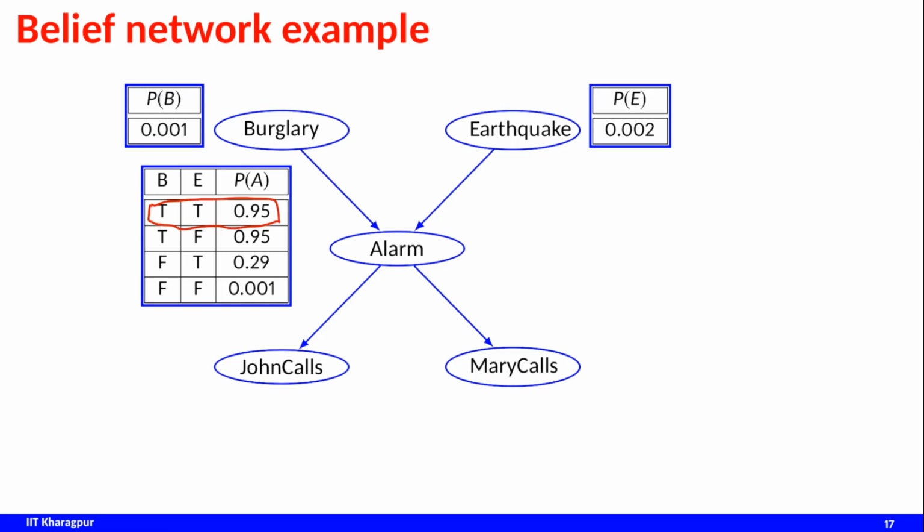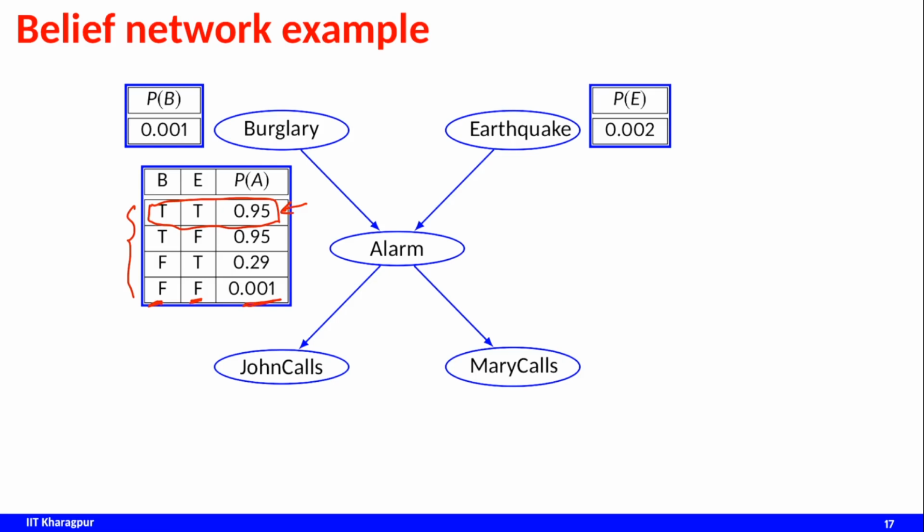So we can determine that by looking into this value. Similarly, for the other entries in the conditional probability table, like if burglary does not happen and if earthquake does not happen, then the alarm goes up. It has a very low probability, which is expected.